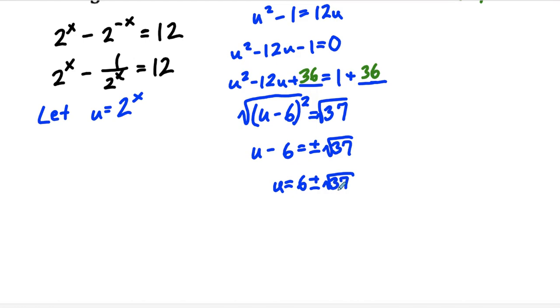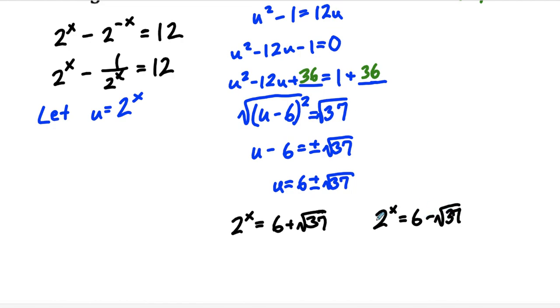Now, this is what u equals, but we need to solve for x. So now we're going to put this back in. We're going to have 2 to the x equals 6 plus square root of 37. And our other solution, 2 to the x equals 6 minus square root of 37.